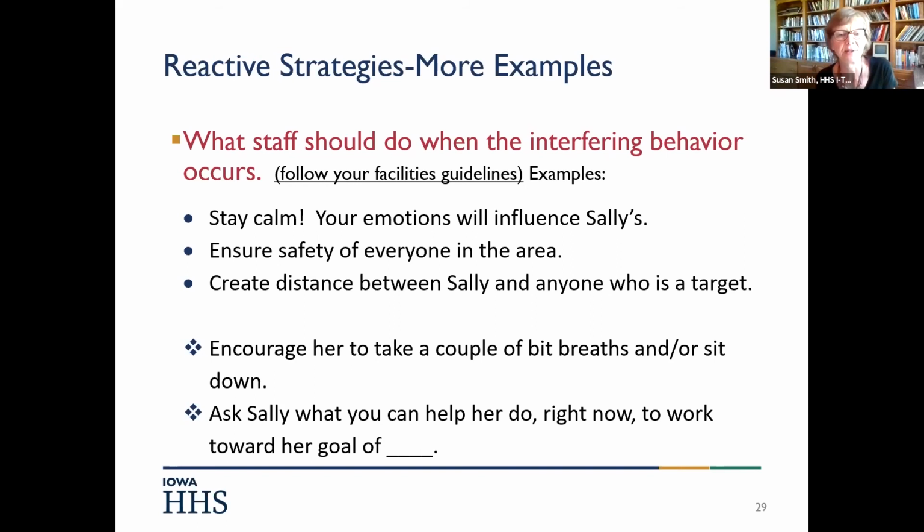Ensure safety of everybody in the room, especially if there are people who are physically vulnerable. Another good idea is to try to create distance between the individual and anybody who might be a target. That might be saying, "Sally, why don't you and I walk back to a quieter area where we can talk more about this?" You can't tell somebody that they have to go to their room. That's a restricted procedure, but you can invite them to go to a quieter area or somewhere else. And in doing that, it'll create some distance between them.